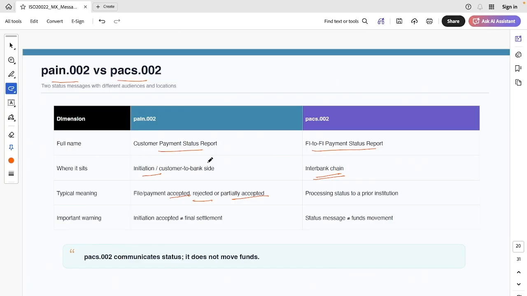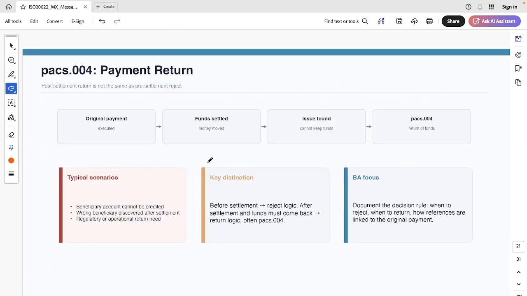Now let us discuss what happens when the money has moved but must come back. That is the return, pacs.004. Pacs.004 is a payment return message. The key idea is that a return is not the same as a rejection. A rejection usually happens before the payment is executed or settled. A return is commonly used when the original payment has been processed or settled, but funds need to come back.